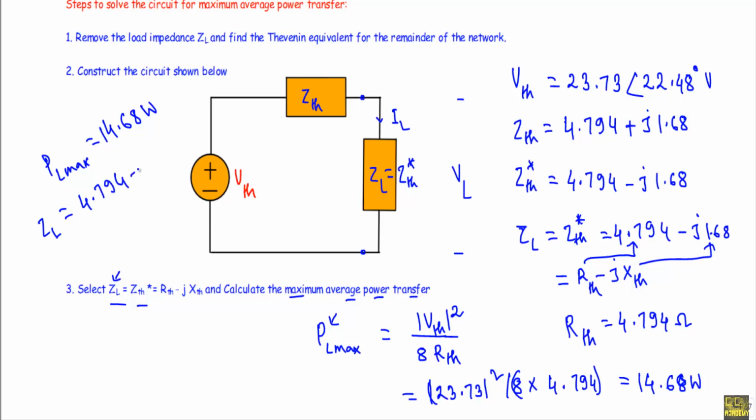4.794 minus J 1.68 ohm to receive the maximum average power from the network. And if I compare this with RTH minus J XTH, I will get RTH equal to 4.794 and XTH equal to 1.68 ohm. Okay, that's it. Thank you.